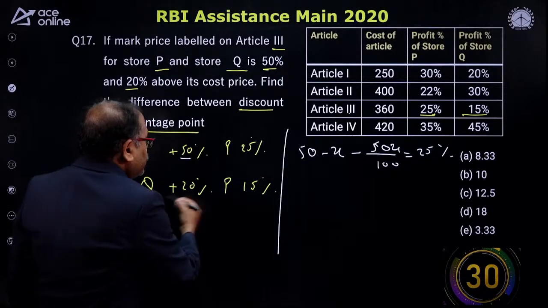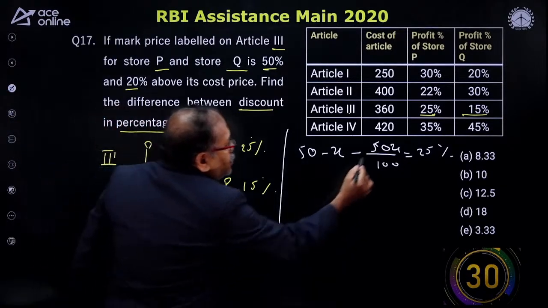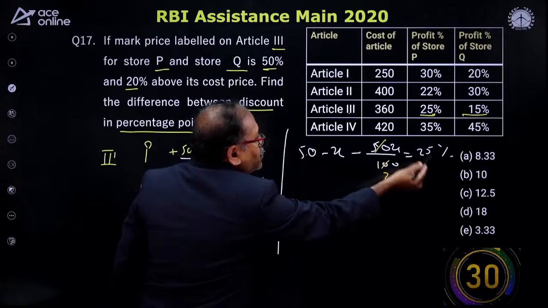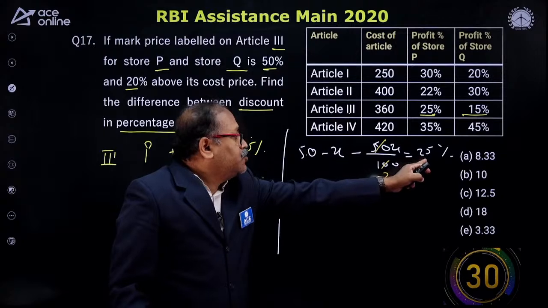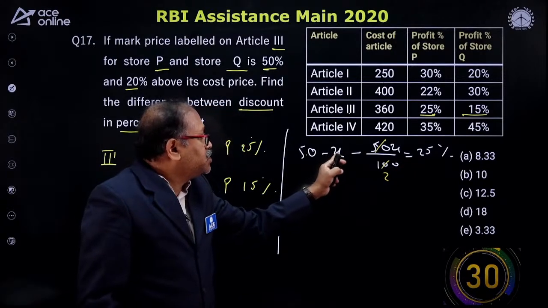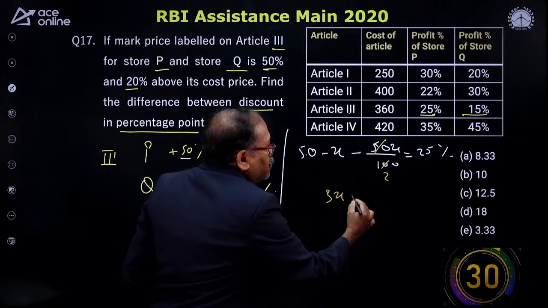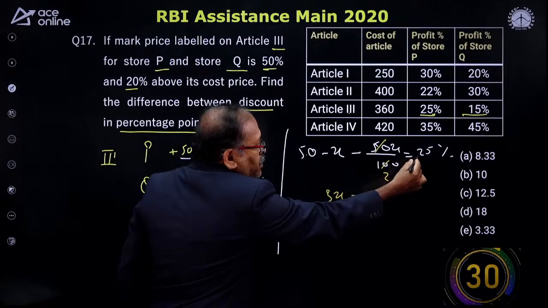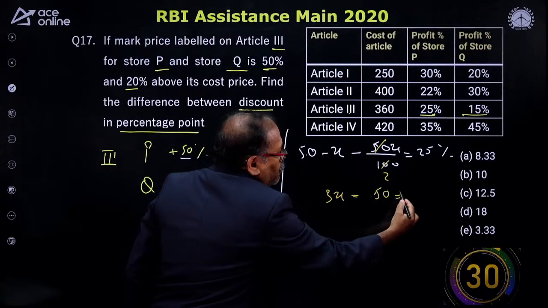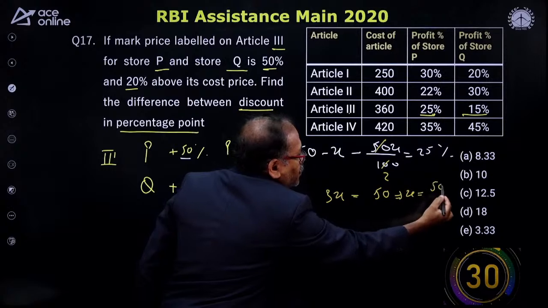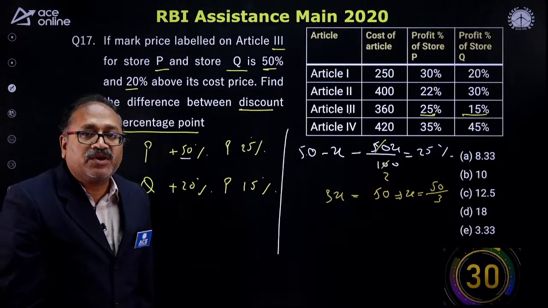Now here for the second one, okay, let me complete this part. So here this gets cancelled 2 times. When 50 goes the other side, it becomes minus 25. So here it is minus 2x minus 3x. So 3x is equal to 25 into 2, that comes 50. So what will be x? x is equal to 50 by 3% discount. So similarly, you can find out the second one also.